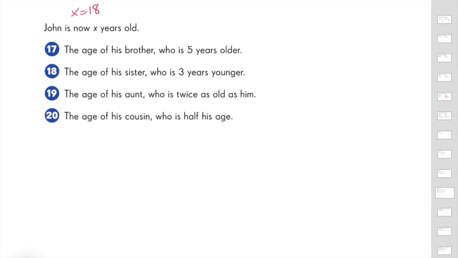Number 20, the age of his cousin, who is half his age. Well, half of x is really saying half times x. So if we put x over 1, we get x over 2. And now let's substitute 18 for x. So 18 divided by 2 is 9. So his cousin is 9 years old when John's age is 18.